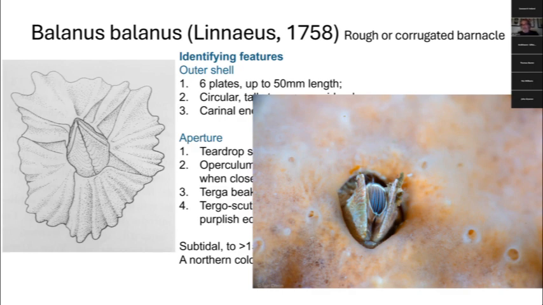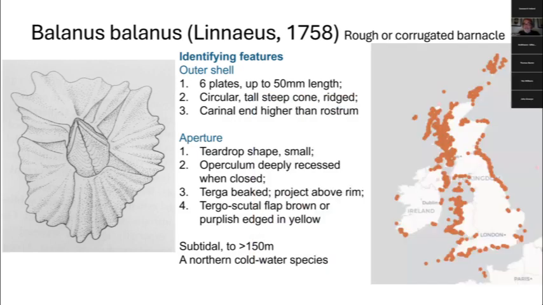This one here is an example, just totally covered in sponge. So it's only the orifice that you can see, and the fact that it's open, you can see the beak and the tergoscutal flaps showing through quite nicely. So yeah, this is a northern species, and you can see that is reflected in the number of records there. It's slightly northern heavy, but very common underwater.